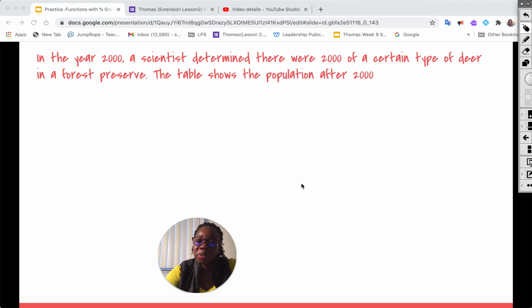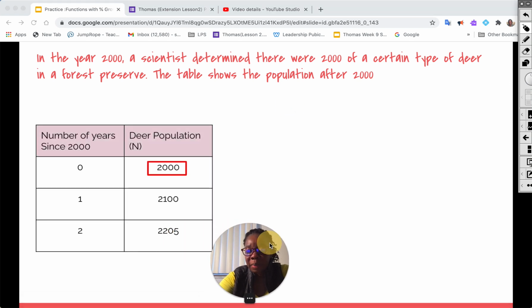Okay, so this question says in the year 2000, a scientist determined there were 2,000 of a certain type of deer in a forest preserve. The table shows the population after the year 2000. So here is our table. That's what it looks like.